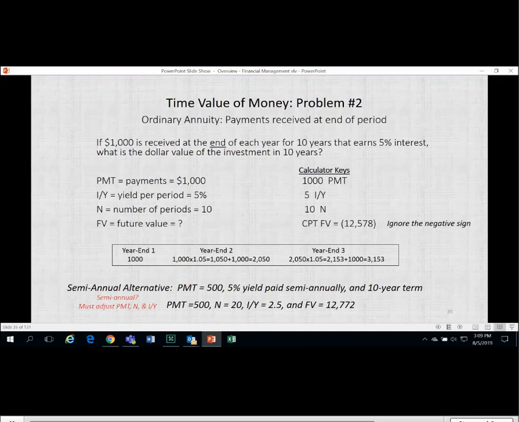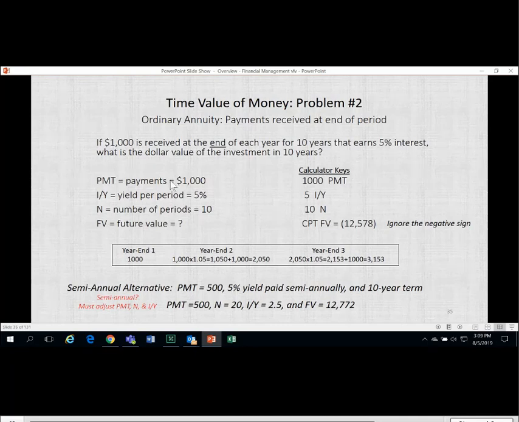Well, instead of receiving $1,000 once, let's receive $1,000 at the end of each year for 10 years. It's going to earn 5% interest. We want to know how much money we will have in 10 years. So this is what's called an ordinary annuity, and that is the payments received at the end of the period. Now, again, just about everything in finance is end of period. The next slide we'll look at is the odd guy that's beginning of the period.